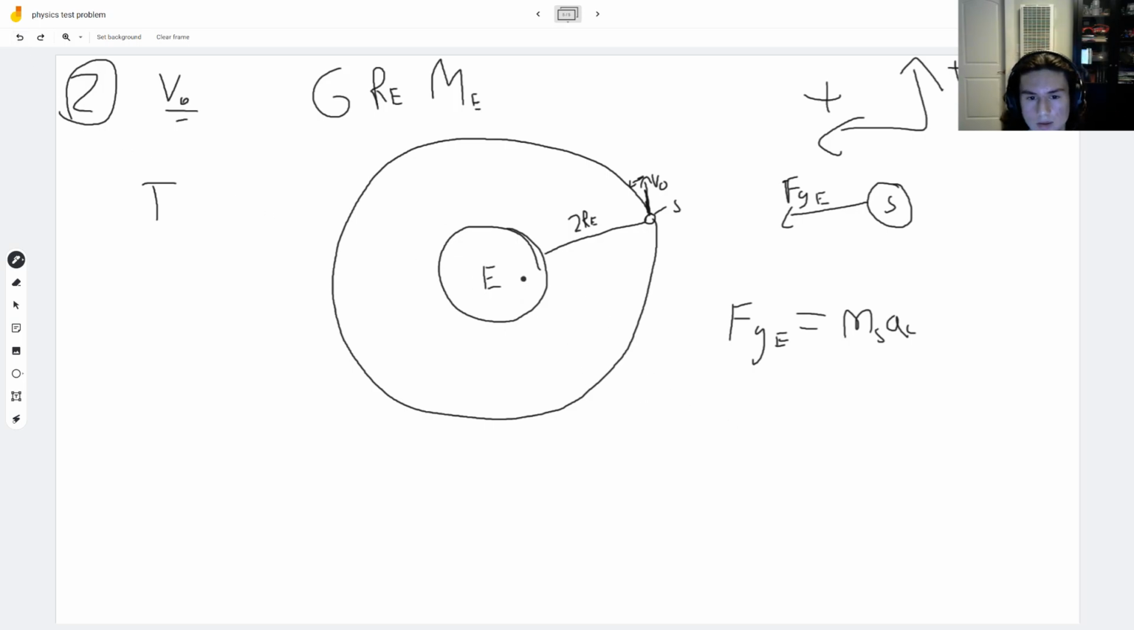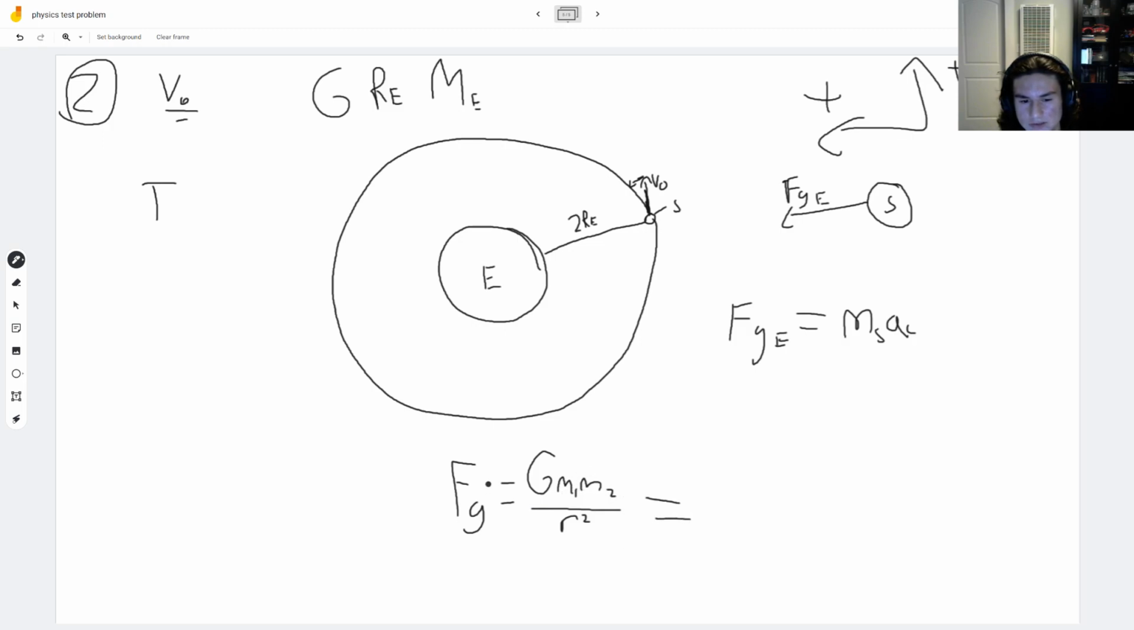To determine the force of gravity, we're going to use the law of gravitation, I believe it's called. That says the force of gravity between two given objects is going to be big G times the mass of object 1, times the mass of object 2, with the distance between them squared. In this case we have two objects, Earth and this satellite, so we can use this equation.